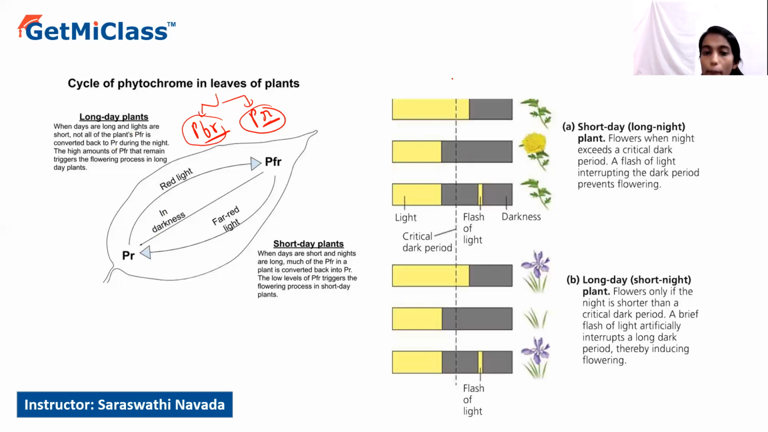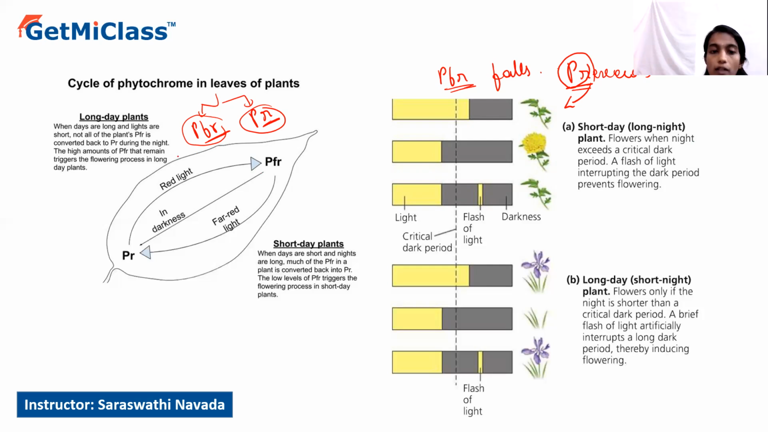So if the concentration of the PFR form of the phytochrome falls in short day plants and the PR form exceeds, then it induces flowering in the short day plant. So a higher concentration of the PR form in short day plants induces flowering in them. This PFR form will be converted to the PR form during the darkness, in the night period, whereas in the daytime, the PR form will be converted back to the PFR form.